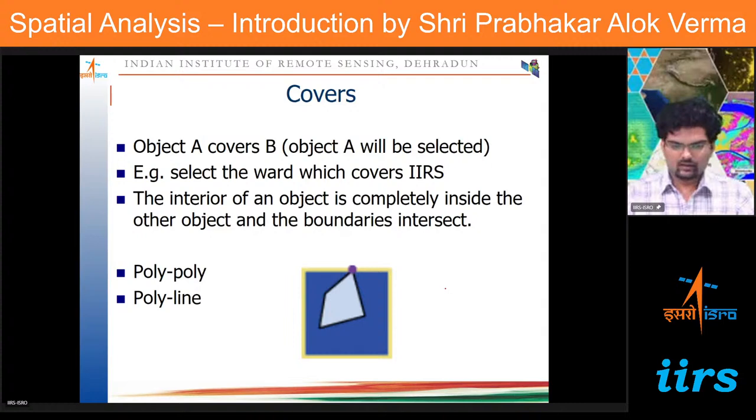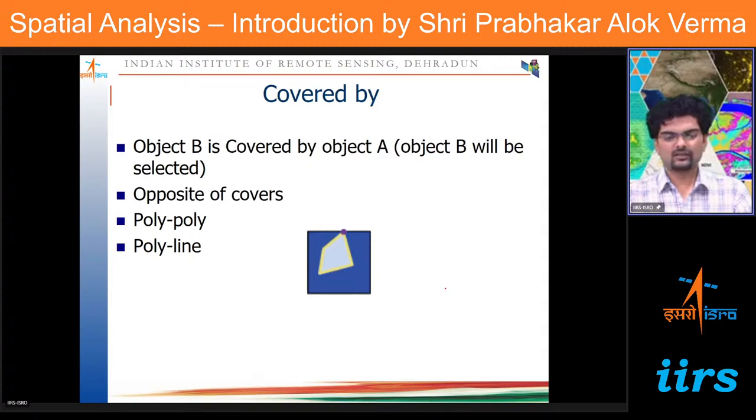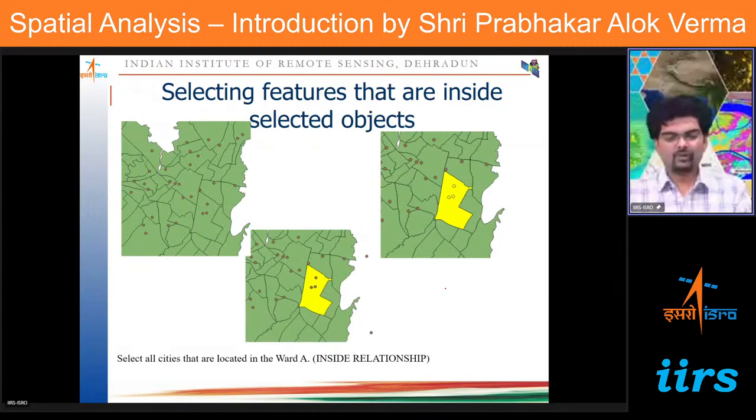Covers. In case of covers, the boundaries meet internally. So covers is also similar to contains, but here there is touching at the boundary from inside. Similarly, covered by is also similar to inside, but there is touching at the boundary from inside. Because if there is a touch at the boundary from outside, then it will become meet operation.